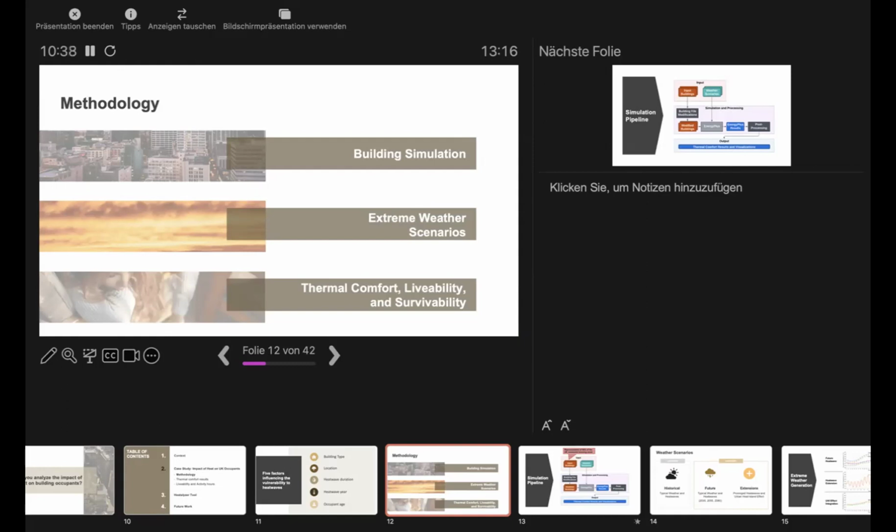I'll talk about it later, but yeah, we looked at this thermal comfort, and I'll now talk about all of these three components in a bit more detail.